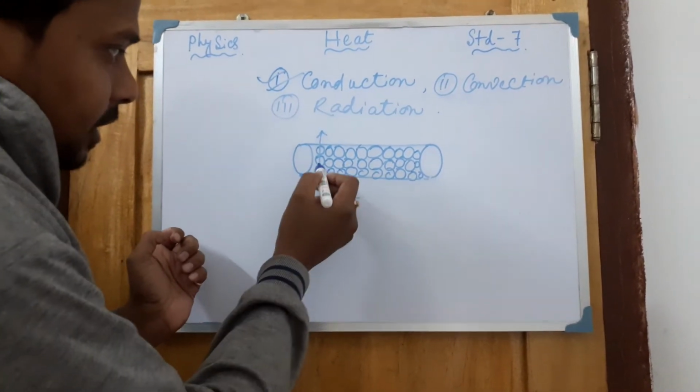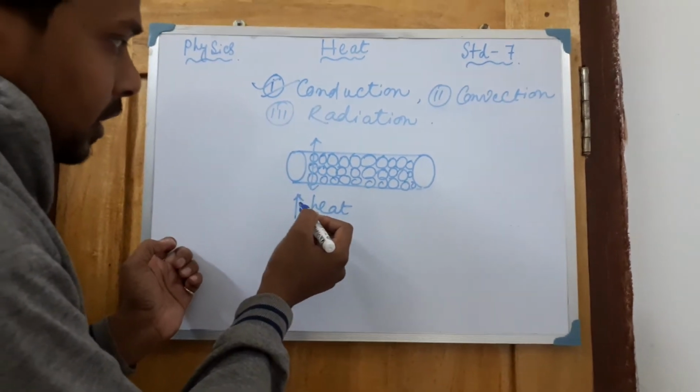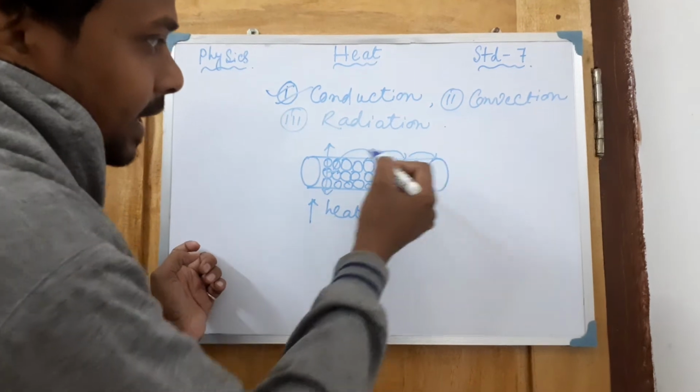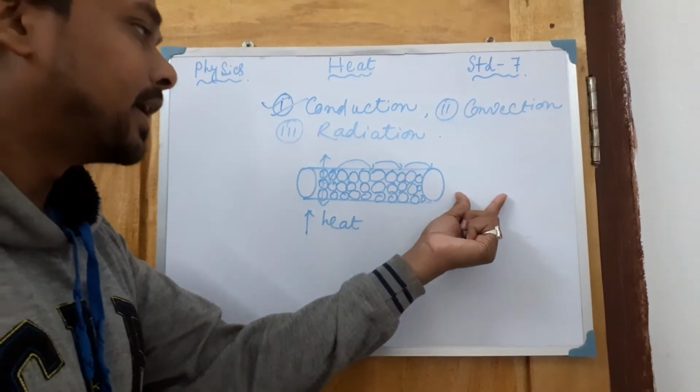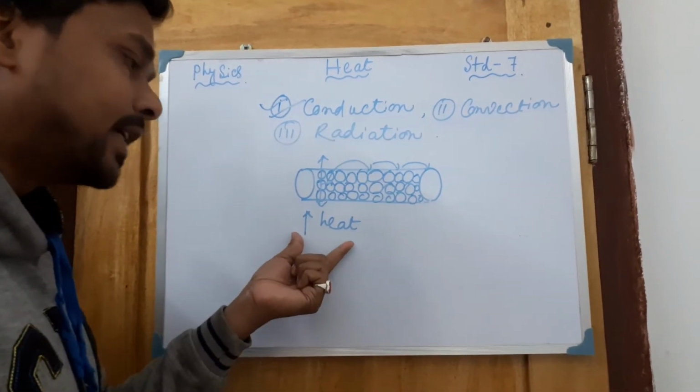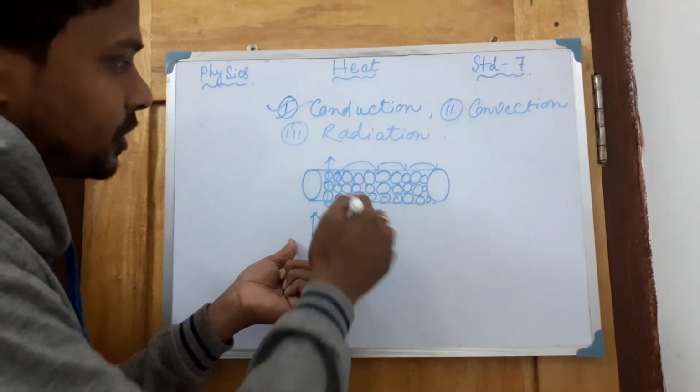That this vibration will be transferred to the next pair of molecules, then to the next one, then to the next one, and then finally it will go to this portion. If any other conductor is attached to this one, then the vibration will go to that side. So heat is the energy which is giving the vibration.